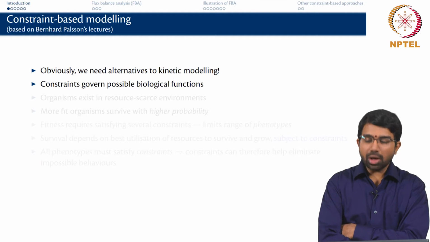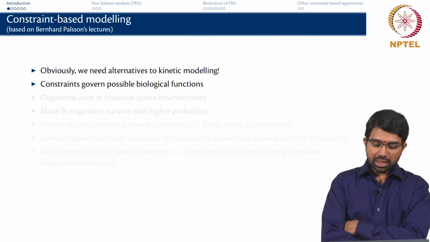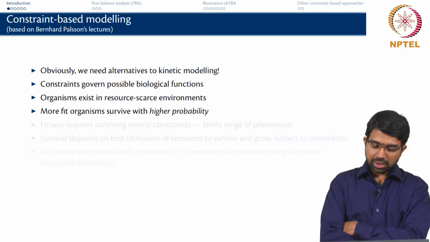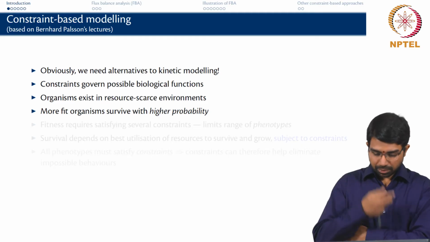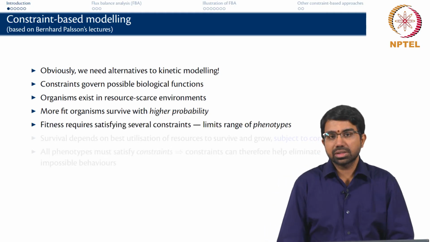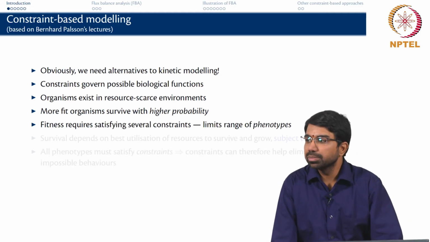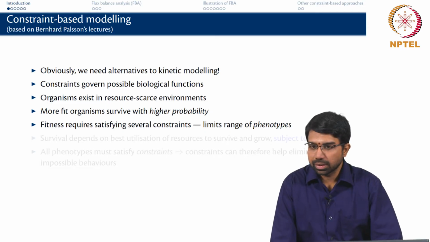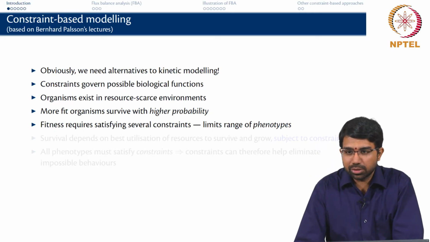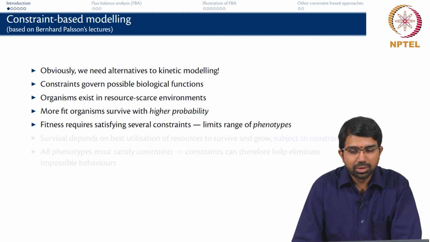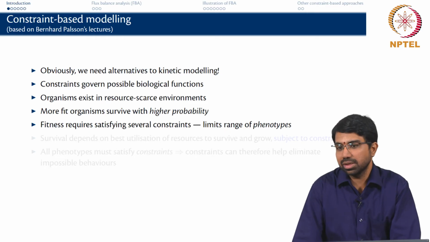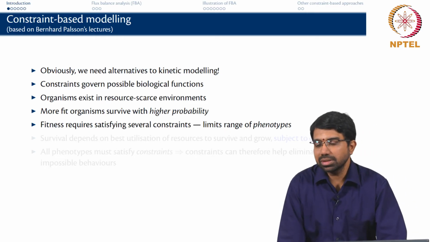So, constraints govern all possible biological functions, and organisms exist in resource scarce environments, and fitter organisms survive with higher probability. And fitness itself requires satisfying several constraints, which limits the range of observable phenotypes. So, at this point, I want you to think about what kind of constraints organisms need to satisfy to survive. Can you think of some simple constraints?